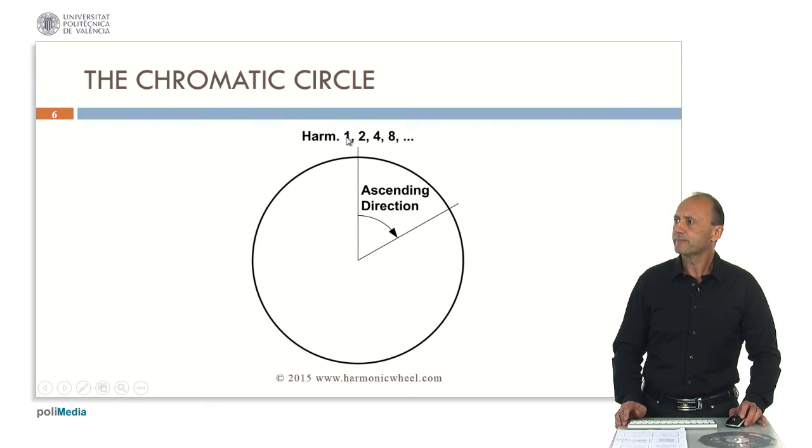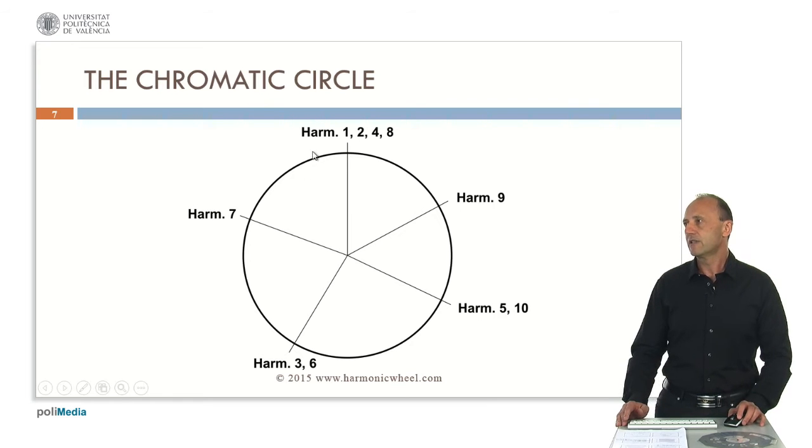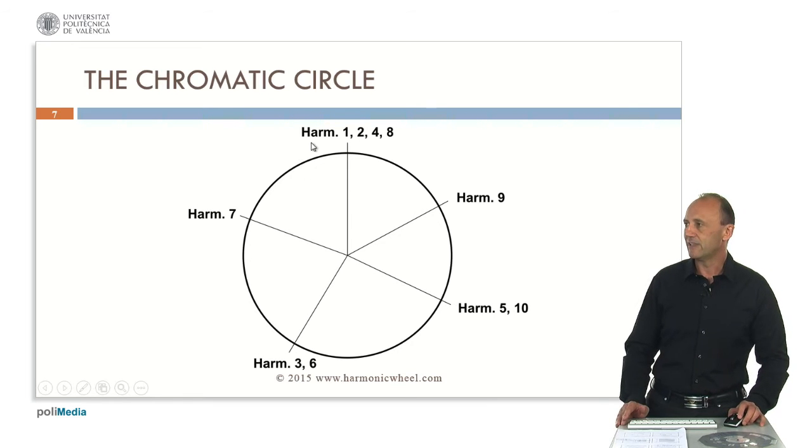For example, harmonics 1 and 2, since 2 is double 1, or harmonic 4, which is double 2, or harmonic 8, which is double 4. All these harmonics will be assigned the same name, so they are in the same point. Here we have represented the other harmonics up to harmonic 10.